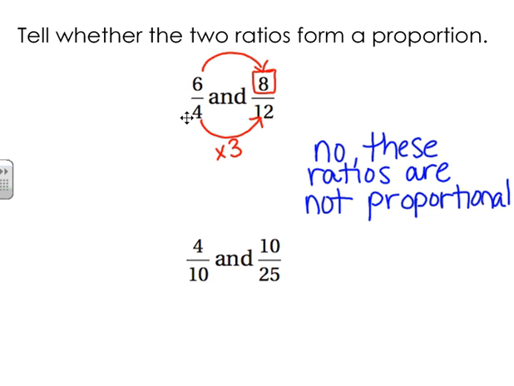All right, a second example, this time I can't use the multiplying across since 4 doesn't multiply into 10 and 10 doesn't multiply into 25. So I'm going to use the first method and simplify 4/10 down to 2/5 by dividing by 2. And then 10/25 can be simplified by dividing by 5. 10 divided by 5 is 2. 25 divided by 5 is 5. Now this time the two ratios are equal, so it does form a proportion.